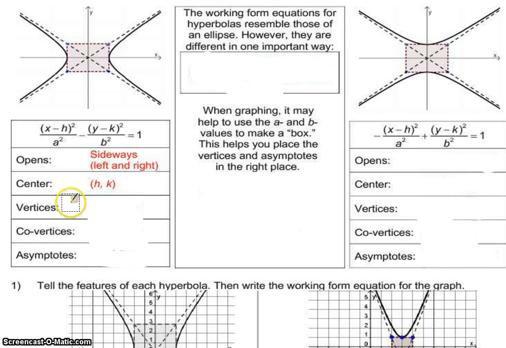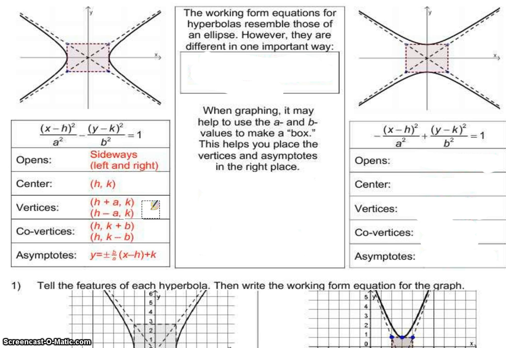Now my vertices are as follows. Make sure you copy that down. But now I also have co-vertices, and I also have two asymptotes. Now keep in mind that the asymptote formula has a plus minus in front of the b divided by a, which is why you have two of them.